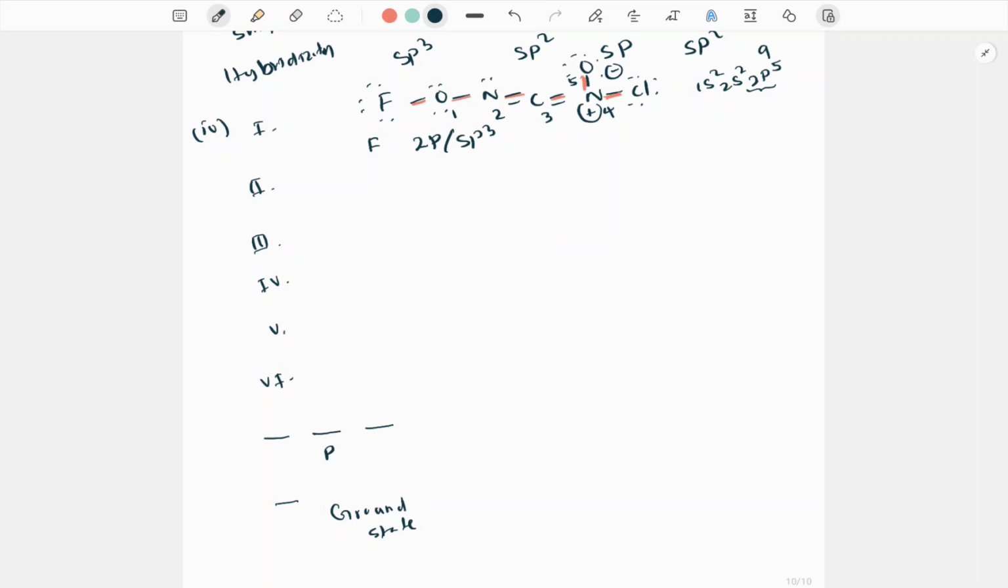N2p is 2p1. 1, 2, 3, 4, 5 is present, and 2s 1 and 2 present like this. This is in ground state. After it is excited, this is excited state.